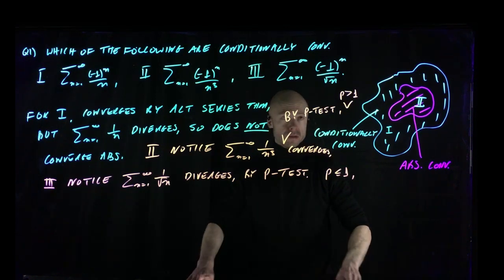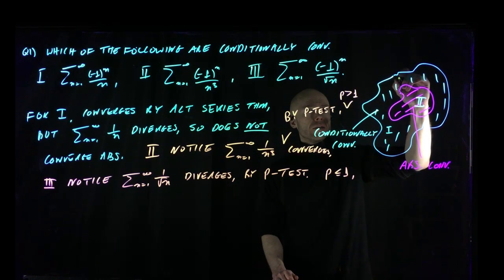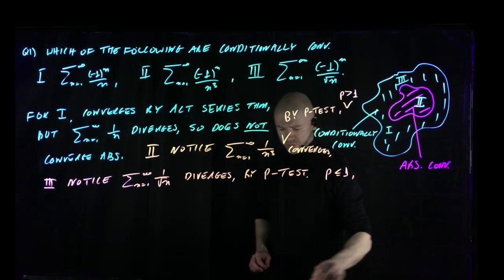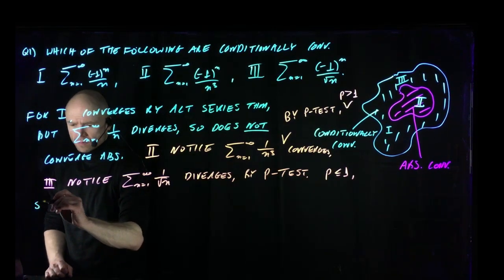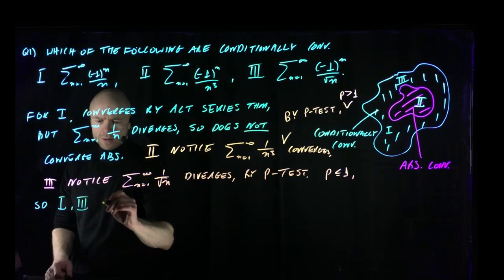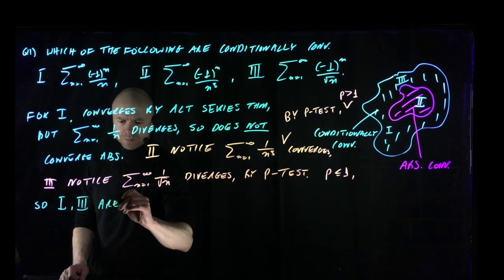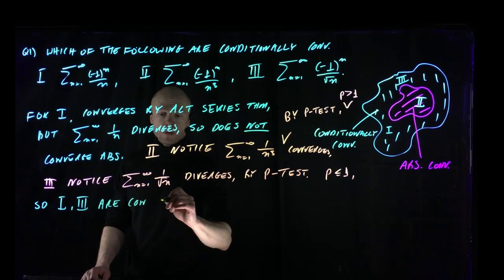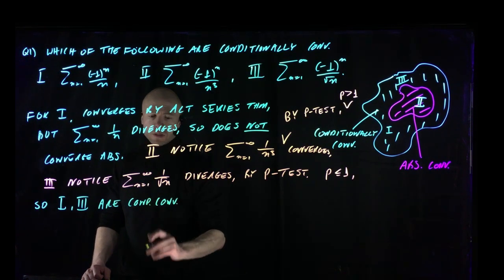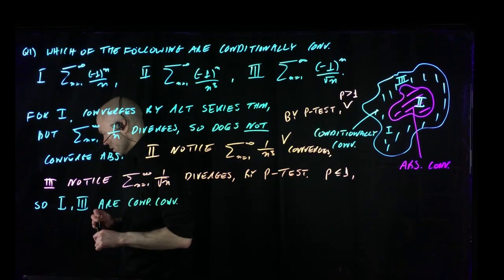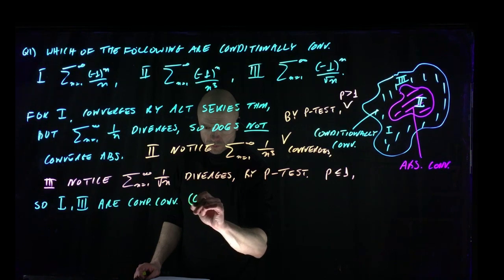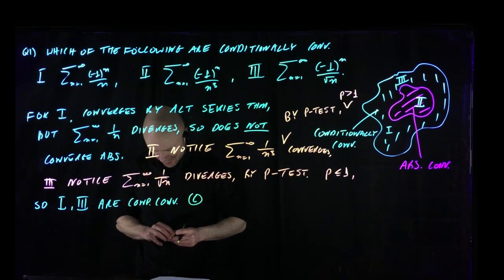So series 3 lives here too. So that's our answer. We have that series 1 and series 3 are conditionally convergent. And that's it. Those are the only two. And that is option C. Okay. Let's do another one.